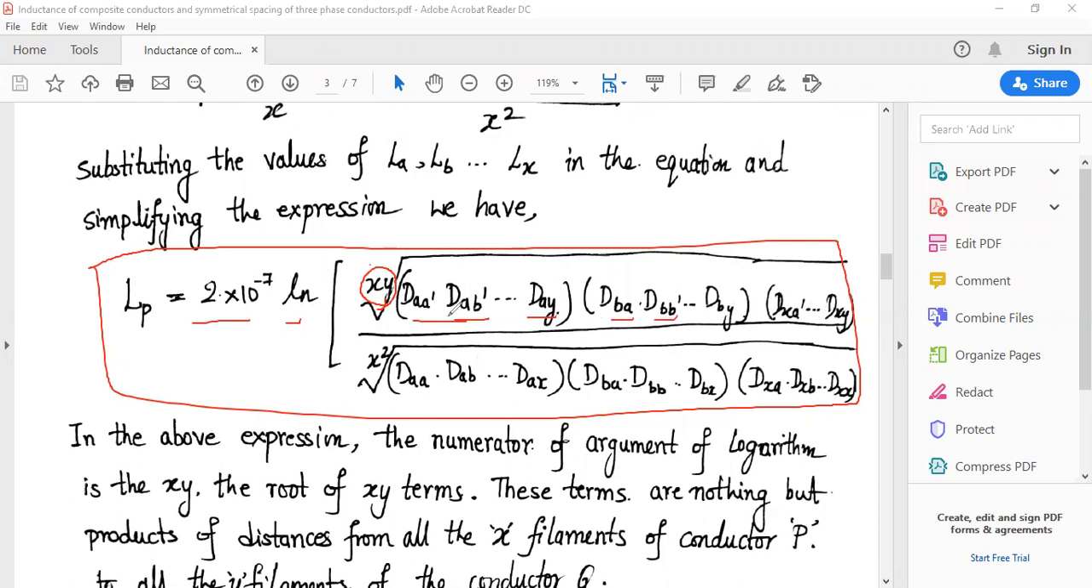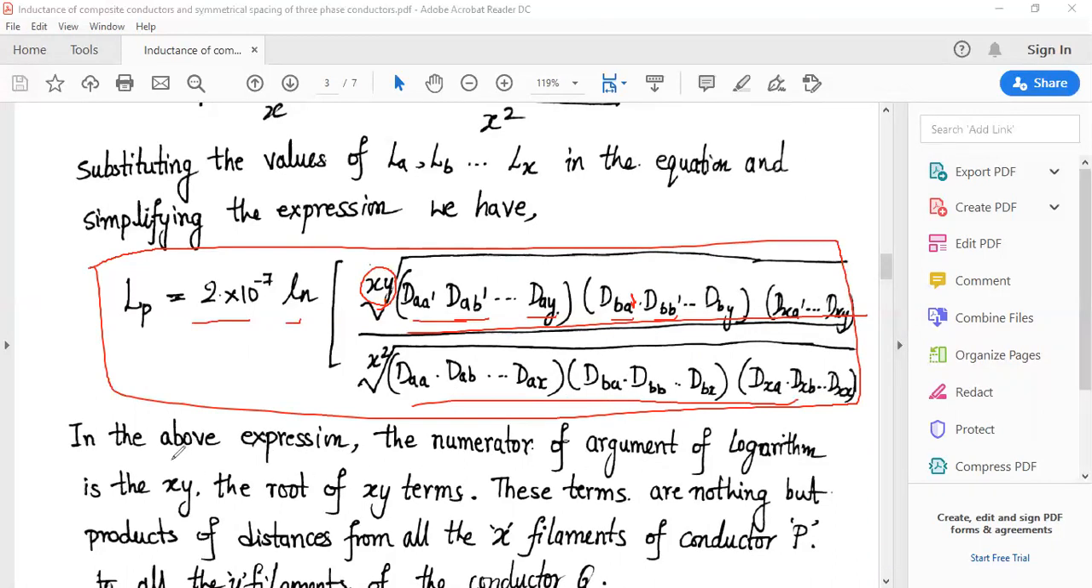If you see the subscripts carefully, you can extend it: the next one you can write as D_ba', and similarly D_ba' here. You can write D_aa', D_ab', and so on. If you recall the expression, you can write it easily using this simple concept called cyclic symmetry.